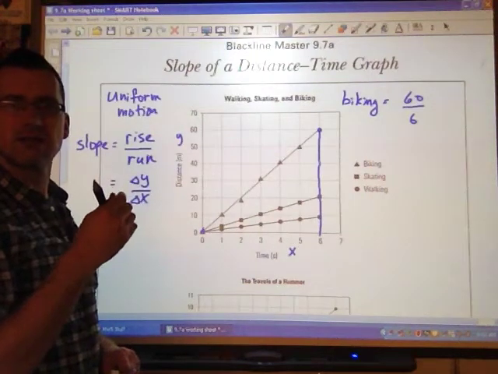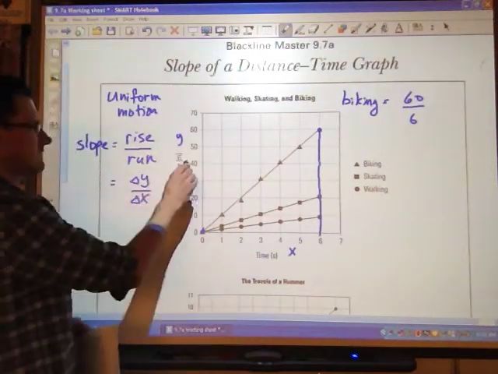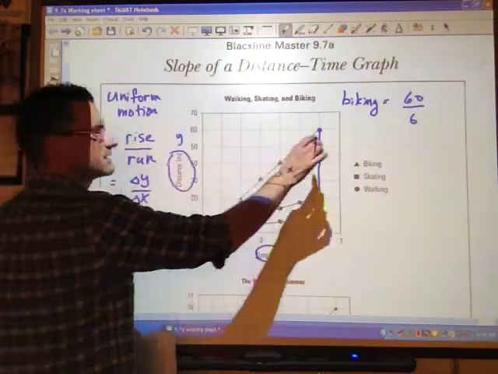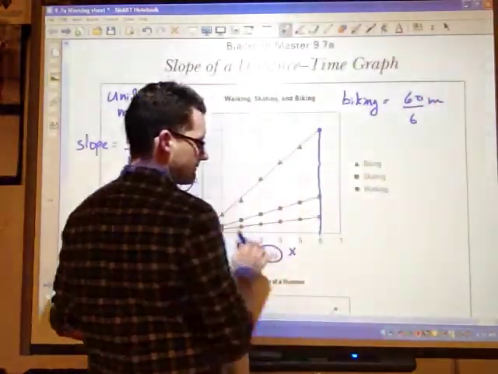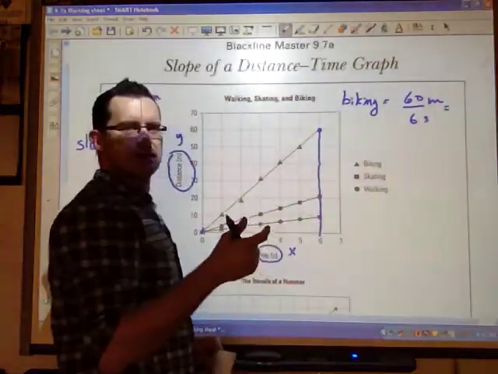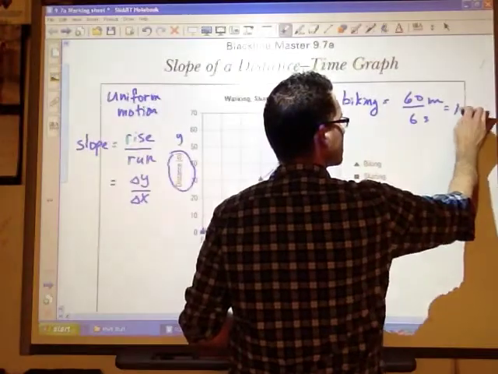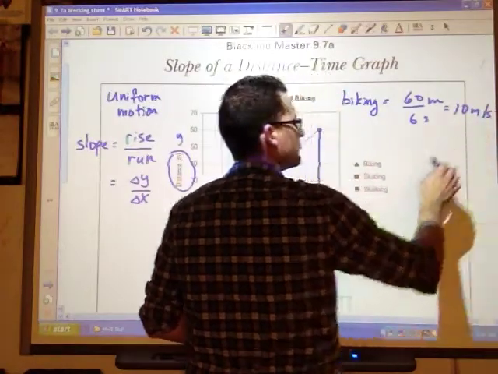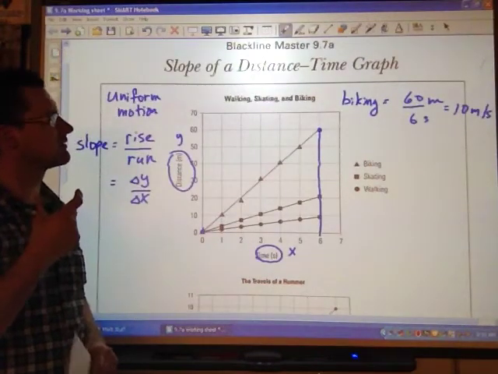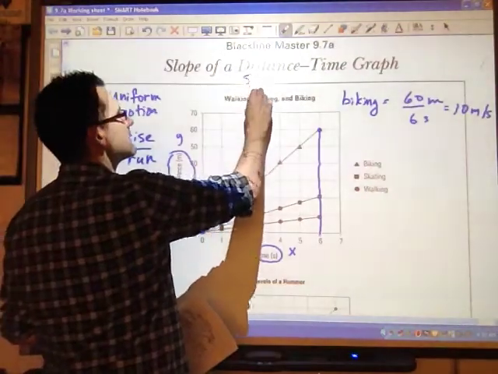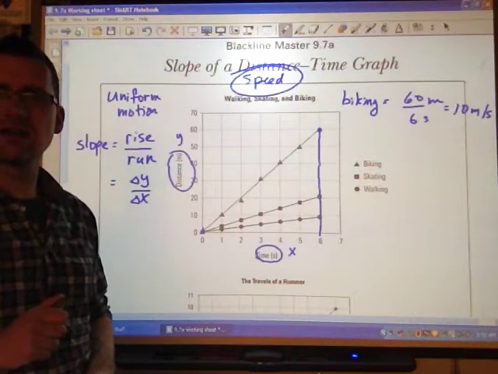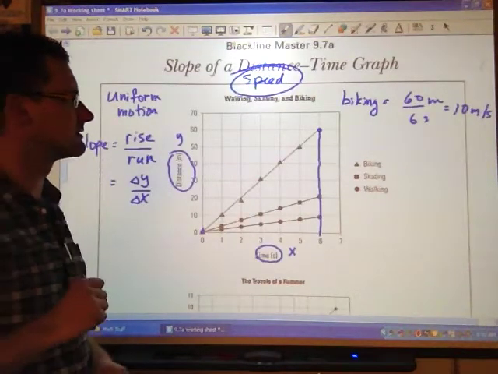Now, in this type of graph, the rise and the run actually mean something. The rise refers to distance, and the run refers to time. The rise is in meters, and the run is in seconds. So we figured that out: 60 meters divided by 6 seconds. So that'll give us 10 meters per second. And you may recall that meters per second, of course, is speed. So the slope of a distance time graph gives speed.